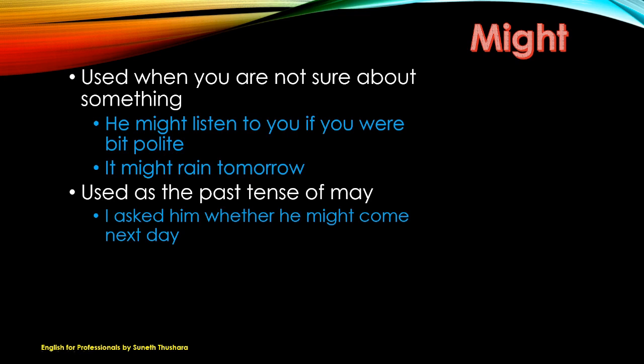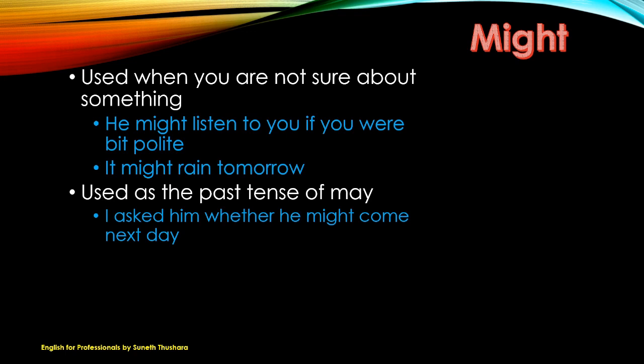Then again, now don't get confused. You can say it might rain tomorrow, right? So that is kind of showing some doubt. It might rain tomorrow. Now don't argue, "might is past, why do you use it with tomorrow?" No, this is some expression.